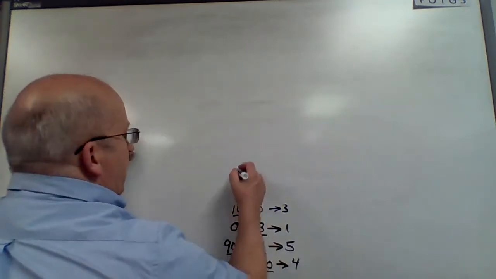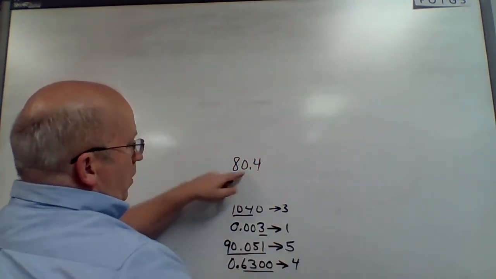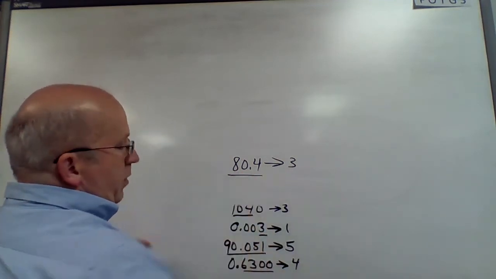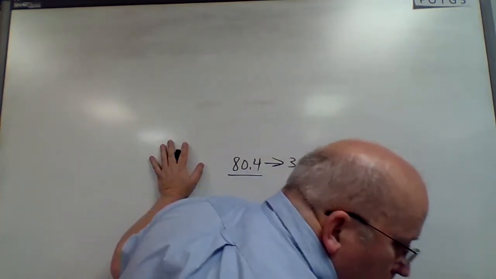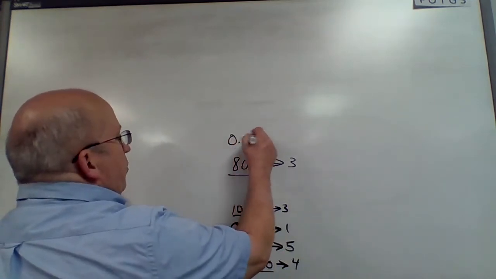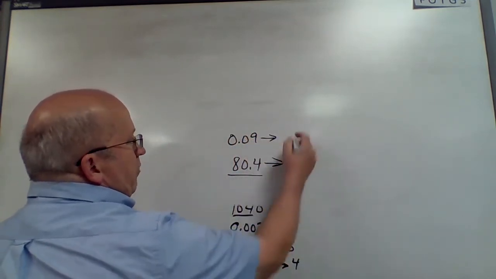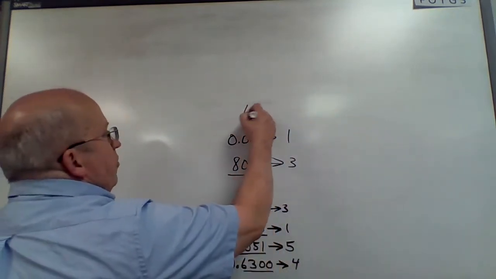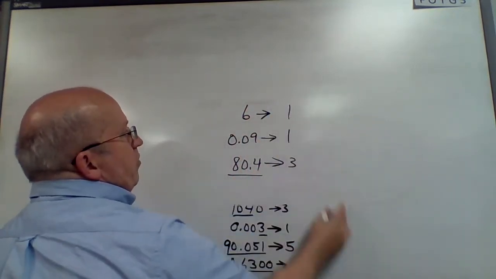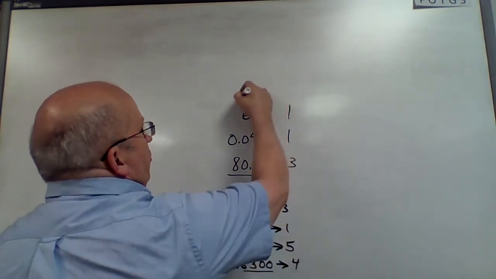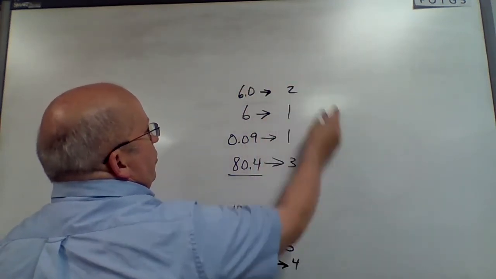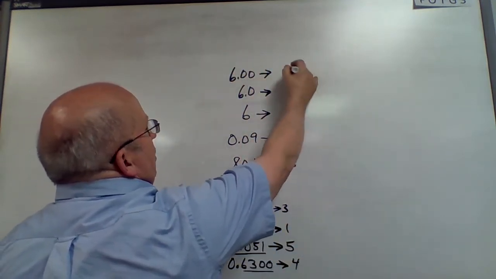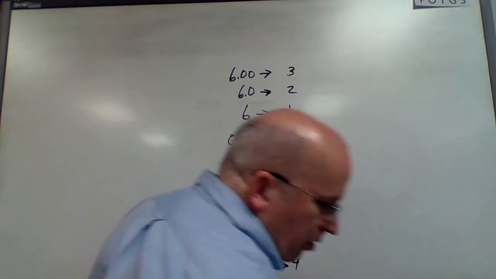Okay, what if I wrote 80.4? That would have 3 significant digits, because all of them are considered significant. How about 0.09? That would have just 1 significant digit. How about the number 6? That would have 1 significant digit. How about 6.0? That would have 2 significant digits. How about 6.00? That would have 3 significant digits.